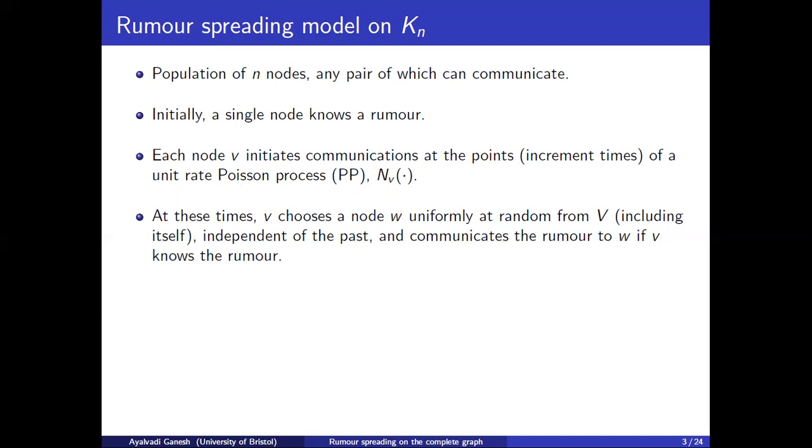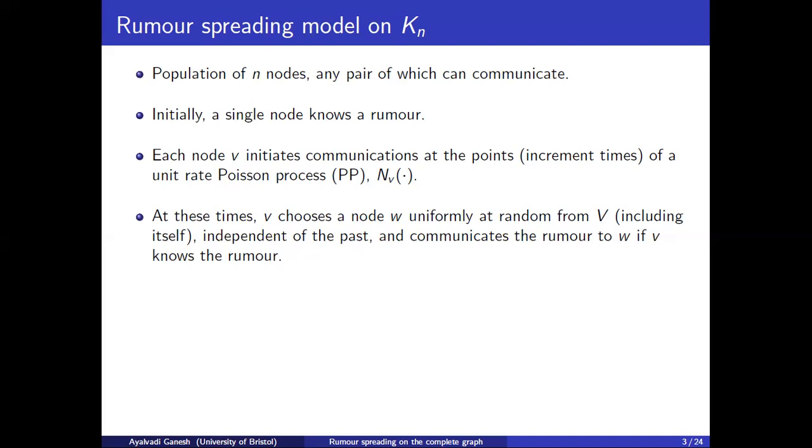Okay, so that's the model. Take a moment to make sure you understand the model. So every vertex has its own independent alarm clock, which rings at the points of a Poisson process. I'm sitting at one of these vertices. When this alarm clock rings, I wake up. If I haven't yet heard the rumor, I do nothing. I have nothing to communicate. If I know the rumor already, then I decide to communicate.